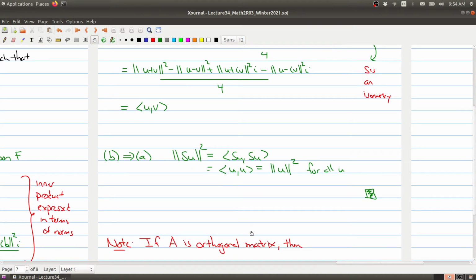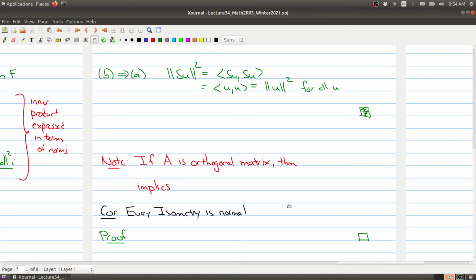Okay. A couple final things that I want to point out before we wrap up today's lecture. If A is an orthogonal matrix, then the theorem implies that the inverse of A is simply the adjoint, or the conjugate transpose. So when you have a matrix whose columns are all orthonormal, it's very easy to find the inverse. You just take the conjugate transpose. This is just a consequence of part H.